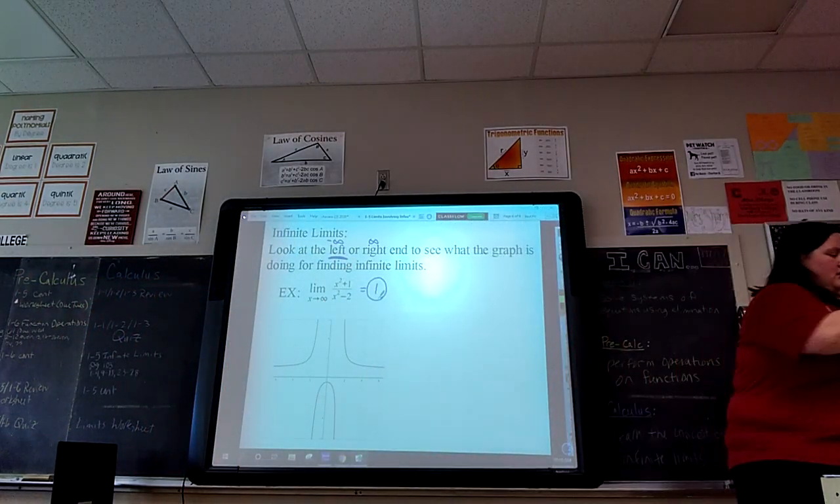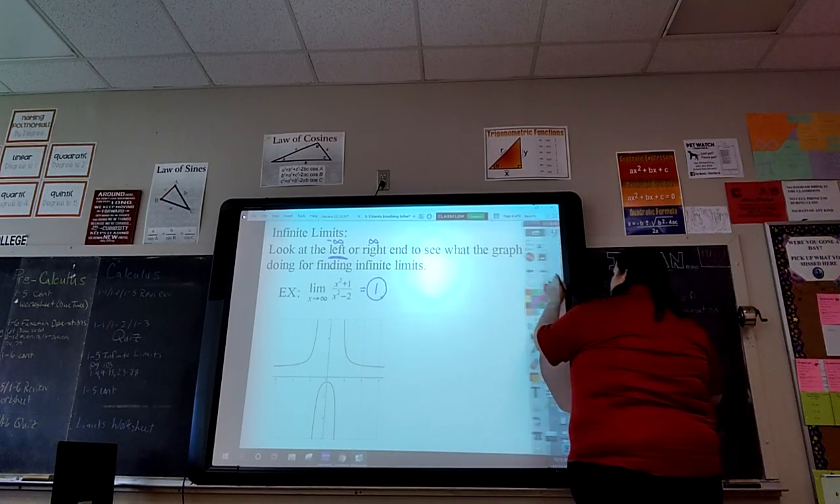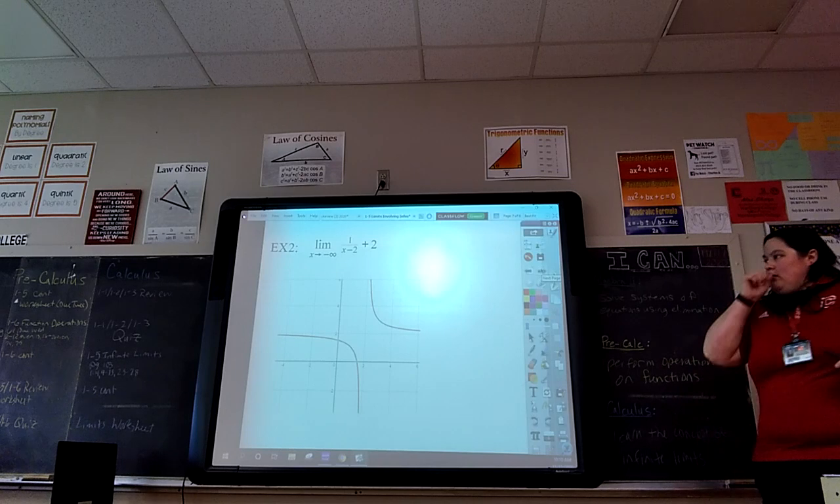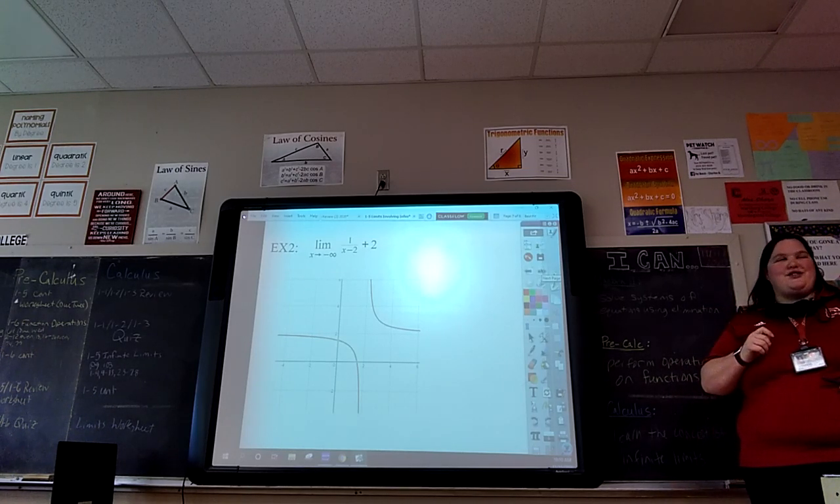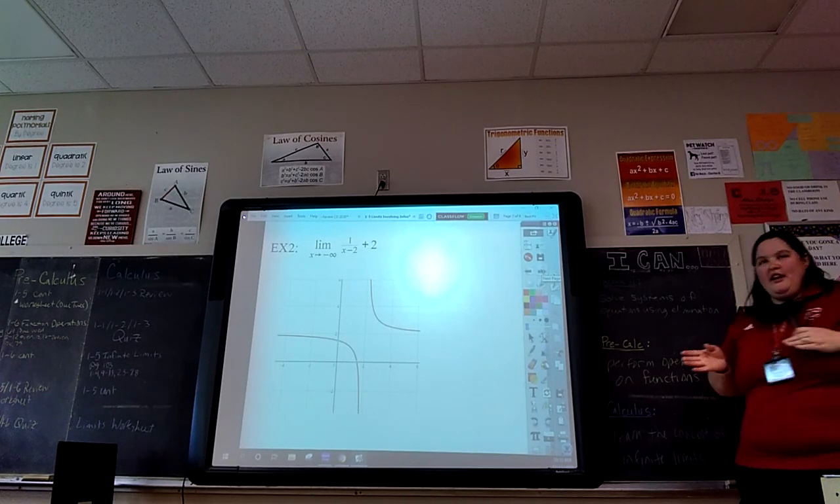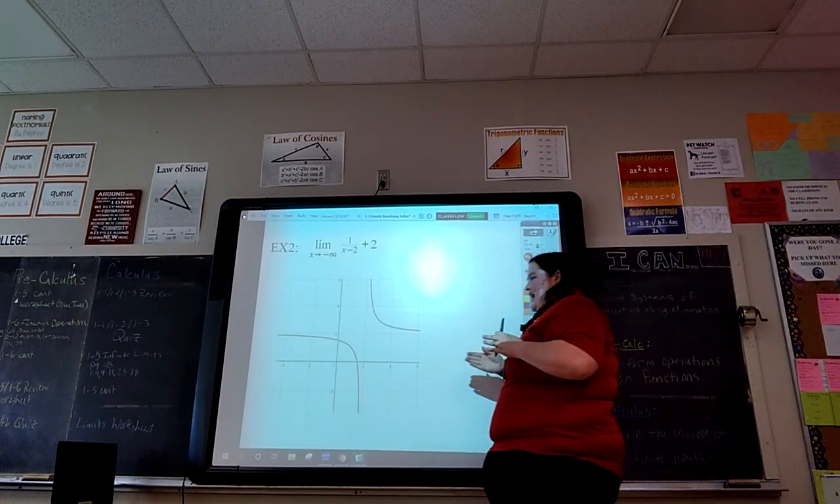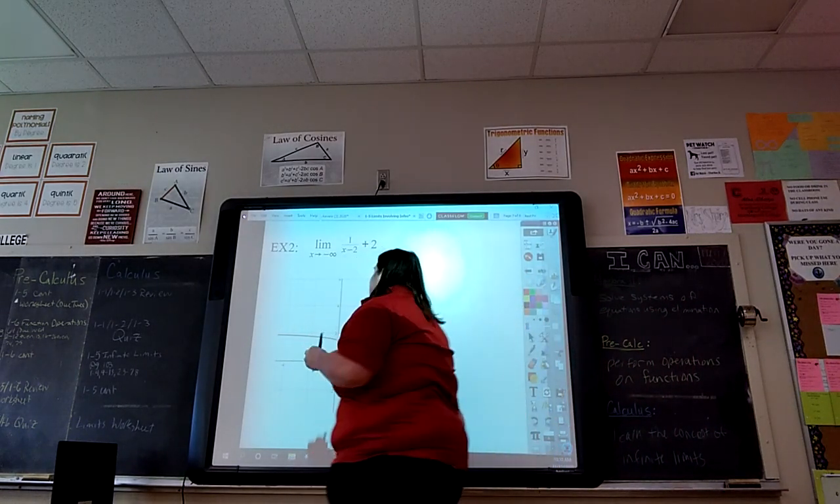Okay, last one. Now we're looking towards negative infinity. Is that left or right? Left. Okay. So as we follow our graph out to the left, it levels out at 2.